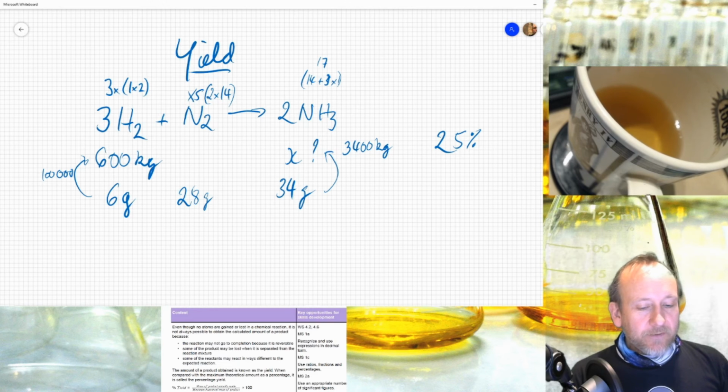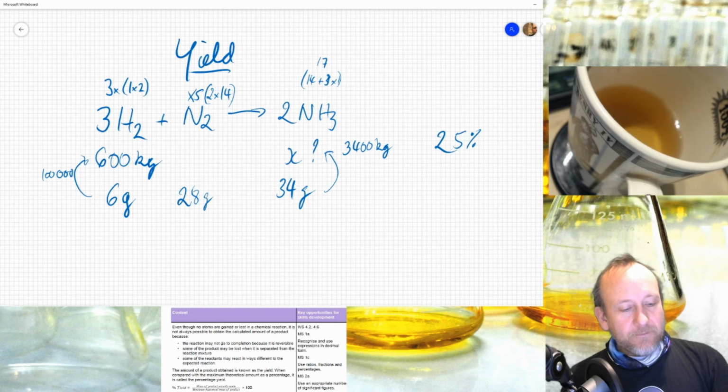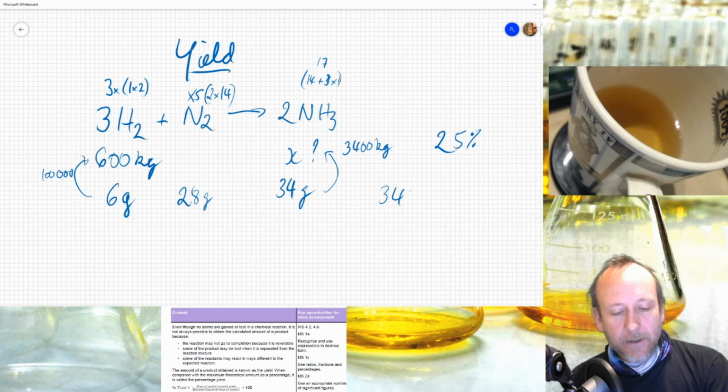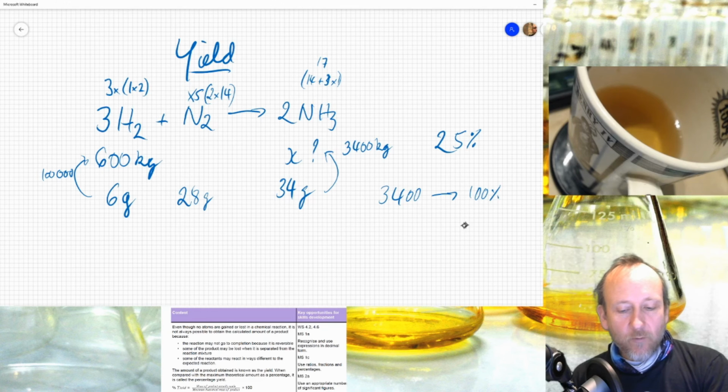And that makes intuitively a lot of sense. And of course, these numbers are really quite nice, and that's why I've chosen them. Even though if I'd said you've got 6 grams of hydrogen, that would have been a nicer number still. Okay, so what we can now say is what we need is 25%. So if 3,400 kilograms is my 100%, right? That's my 100%. Then what is 25%?